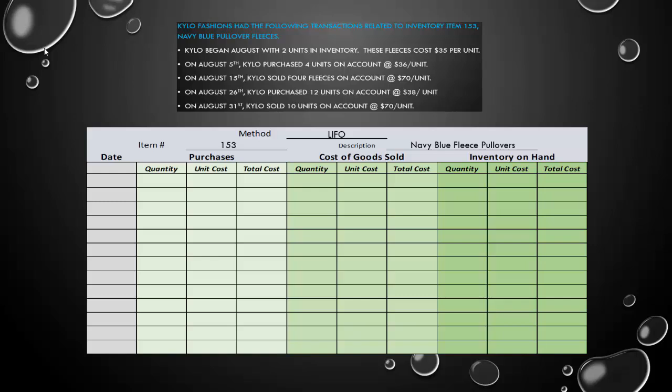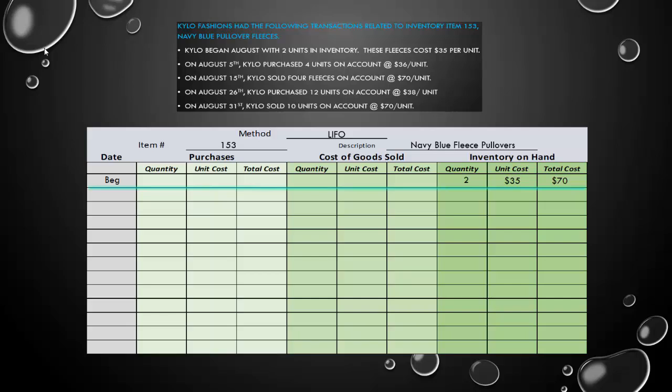Let's start with what we had in beginning inventory when this month of August began. In beginning inventory, they had 2 units, so we'll put that in the quantity column of the inventory on hand section, at a unit cost of $35, which means the total value of the inventory they had for item number 153 going into the month was $70.